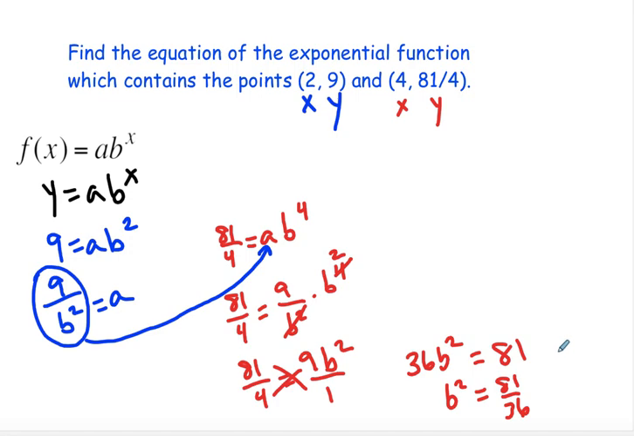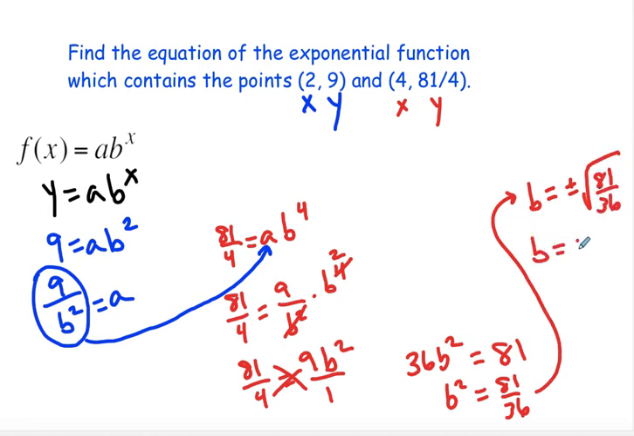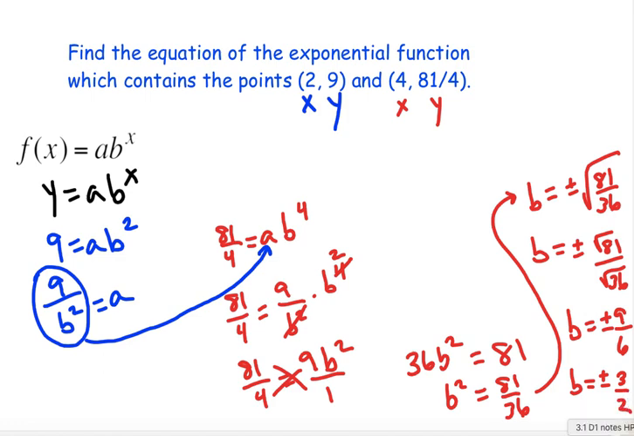And then I would have to take, I need some more room. I would have to take the plus or minus square root of 81 over 36. And again, you can separate those. So I would have the square root of 81 on top and the square root of 36 on the bottom, which works out nicely because then I would get 9/6, which reduces. So 3 goes into both of those, so plus or minus 3/2 for b.